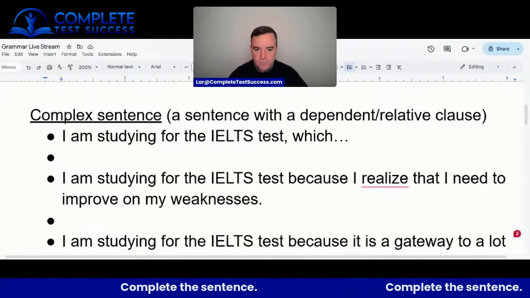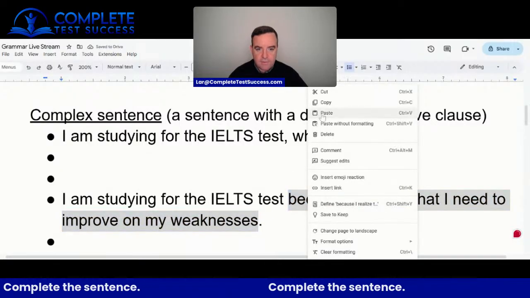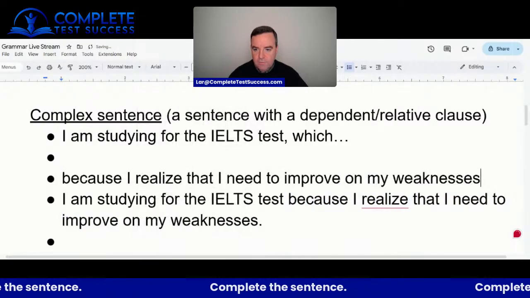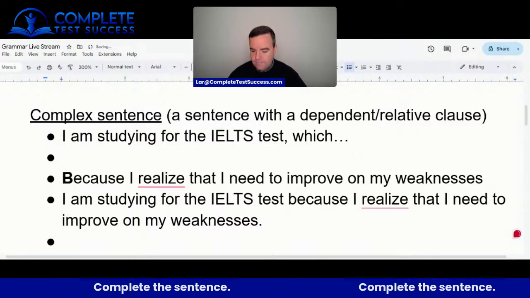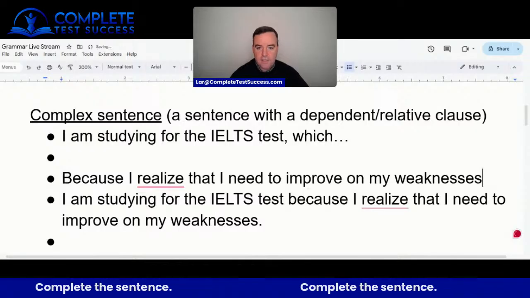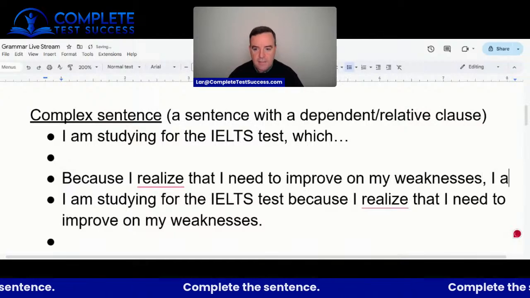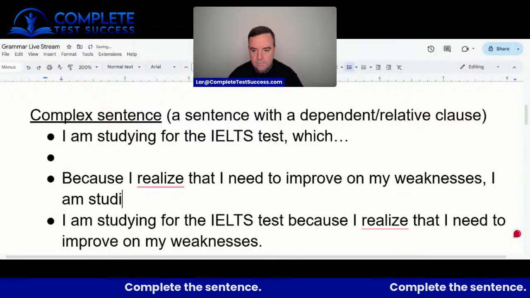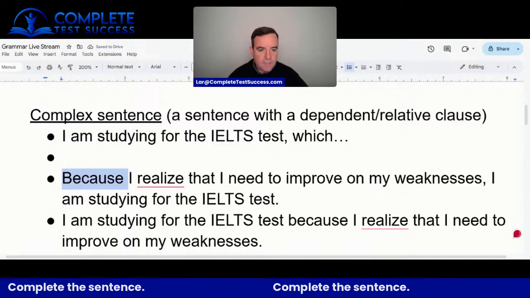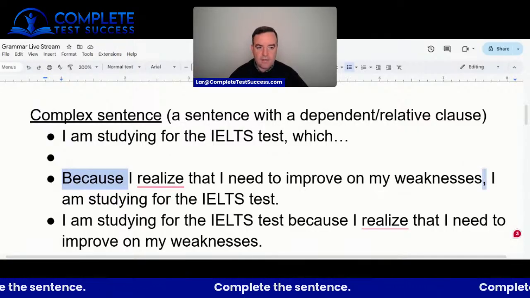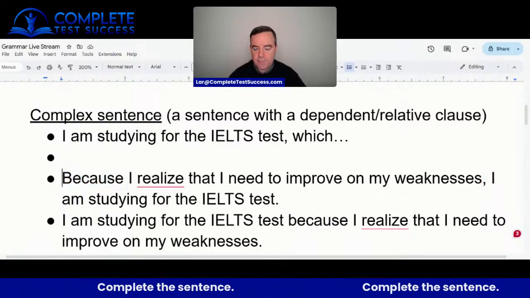Now, there will be situations where we can use a comma with because, but it's when we have the sentence going the other way around. So if I started with because, I realize that I need to improve on my weaknesses, comma, I am studying for the IELTS test. So in that situation, because and the comma would go together when you start the sentence with because, but not when you have because in the middle. We don't need a comma in that situation.